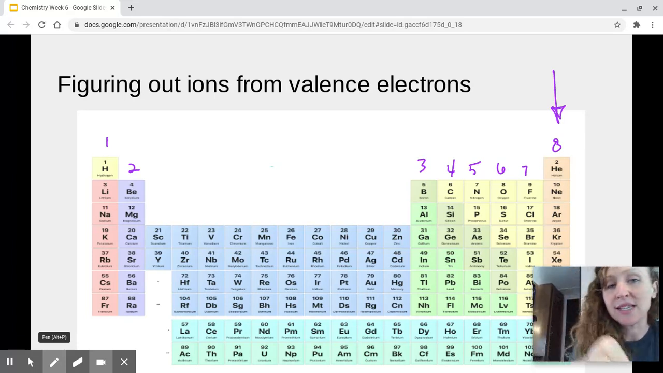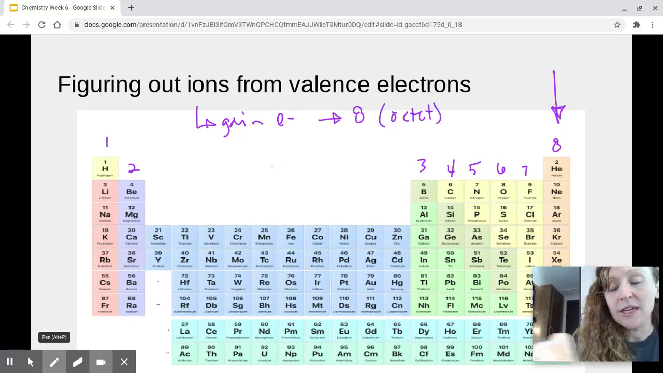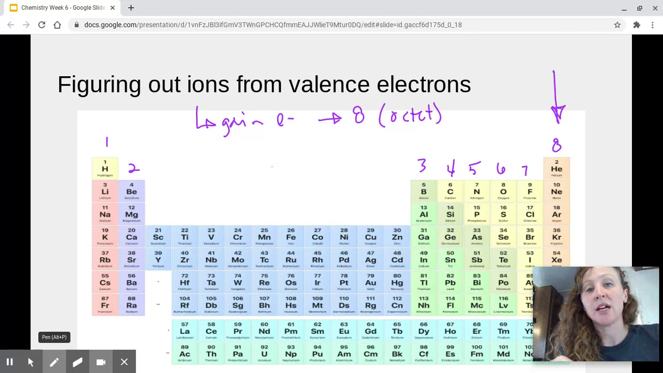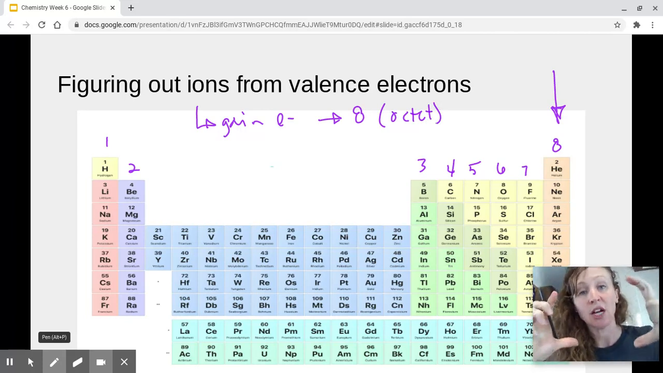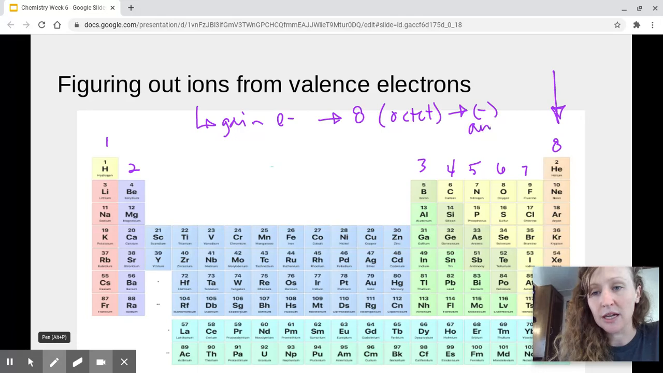So ions are either going to gain electrons until they have 8. We call that an octet. In this case, if they gain electrons in order to get 8 electrons in that outermost shell, they are going to be a negative ion, and negative ions we call anions.